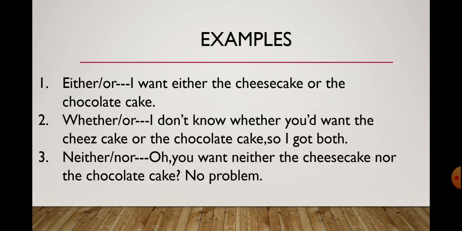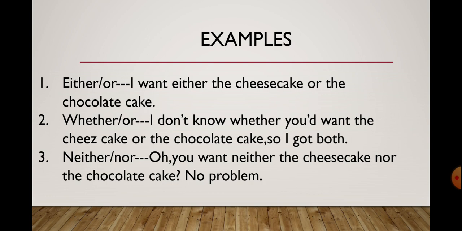Examples: either, or. I want either the cheesecake or the chocolate cake. In this sentence, there are two choices. One is cheesecake and one is chocolate cake. So the subject will have to choose one option.